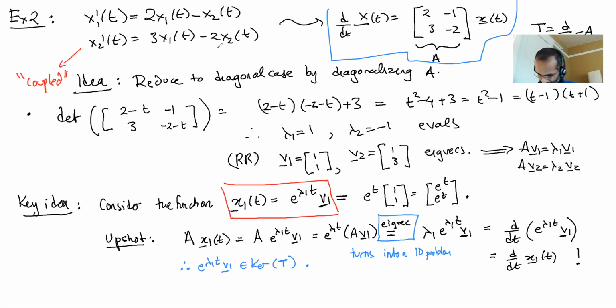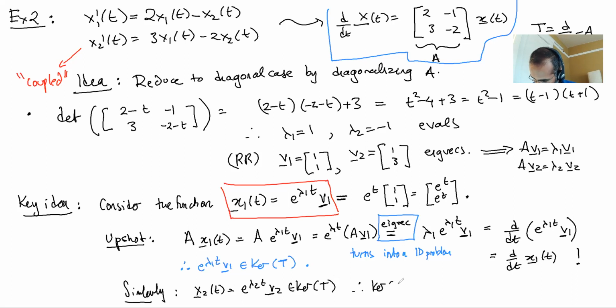Any other question? So the other answer would be e to the lambda 2 t v2. Exactly, yeah. So similarly, by the same argument, x2 of t equals e to the lambda 2 t v2 is also in the kernel of T. We'll check that these are linearly independent in a moment, but they are. And so the conclusion is that the kernel of T, because it's two-dimensional, is just the span of these two things, which are very explicit, right? So in this case, (e to the t, e to the t), and the second one is going to be (e to the minus t, 3e to the minus t).